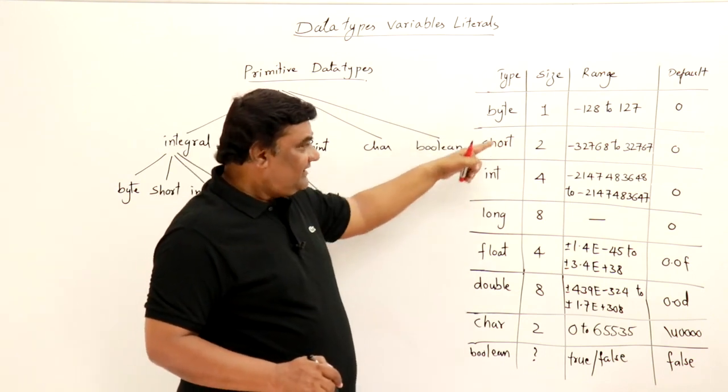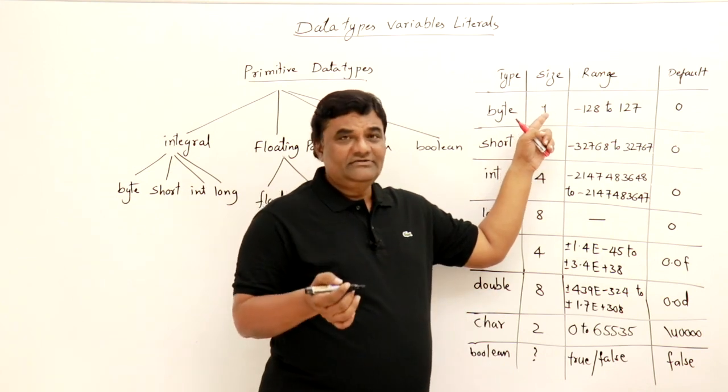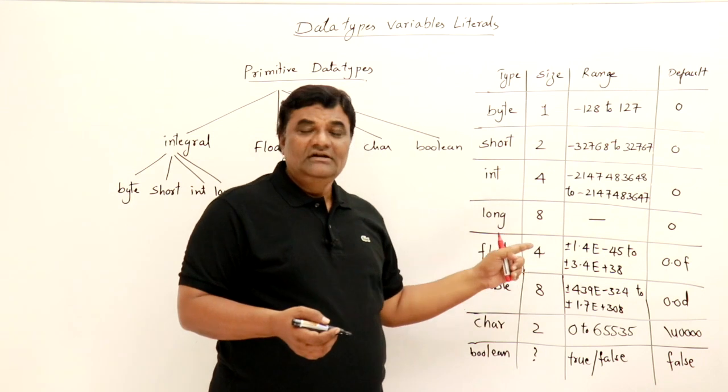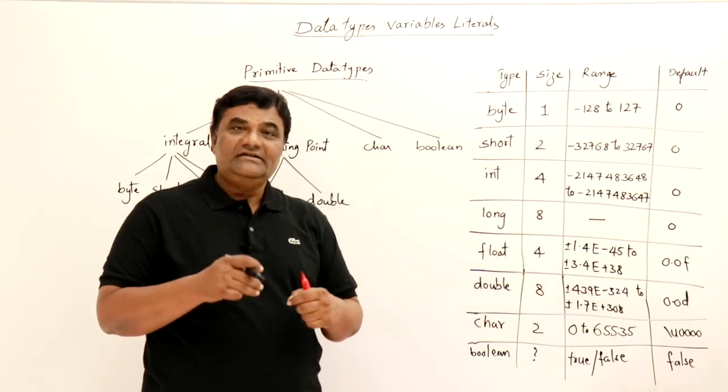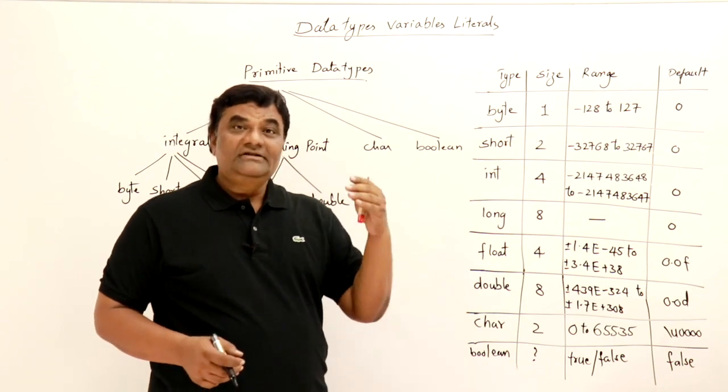If you observe, the sizes are different. If you have a smaller integer number, then you can go for a byte. If it is a little bigger, then you can go for short and so on. Depending on the size of the data that you are going to store, you can take a suitable data type.